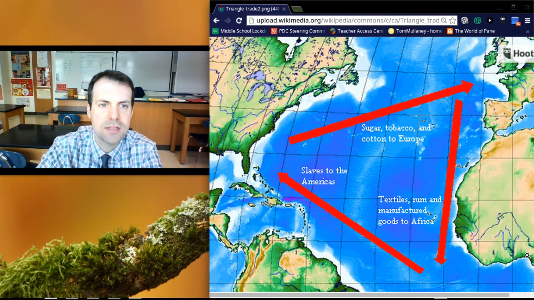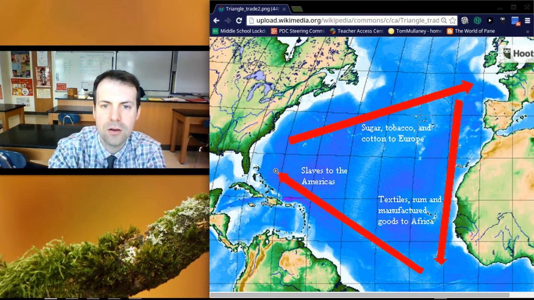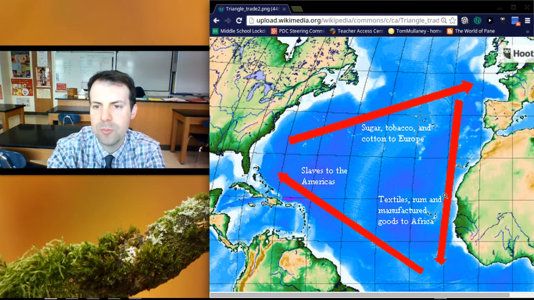I'm starting this lesson not with Mr. Boyle's slides from yesterday, but with one of the images Mr. Boyle showed us, which is the classical version of triangular trade. It involves North America and the Americas sending sugar, tobacco, and cotton to Europe, then textiles, rum, and manufactured goods, mercantilism, they're making and selling their own finished goods, to Africa, and then slaves to the Americas. That is the classic version of triangular trade. It's what our textbook talks about. It's what you learned yesterday in class.